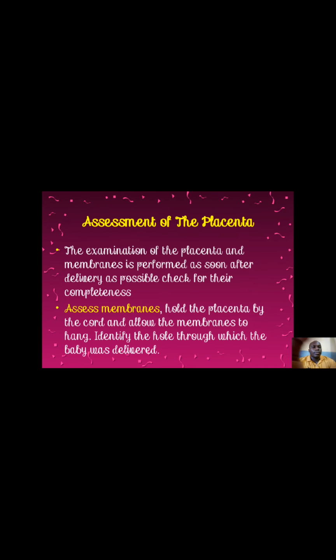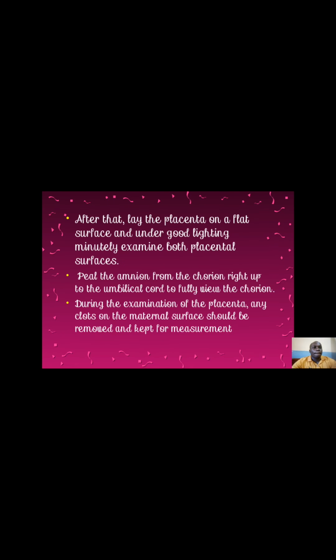After that, lay the placenta on a flat surface and under good lighting, then examine the placenta surface. Baada ya kuhang placenta, tunaweka kwenye kisahani tu au kisinia kidogo ambacho kiko flat, tunaigeuza hivi tunaangalia amount of cotyledon, kwamba labda kuna cotyledon zilibaki, lakini pia membrane pia zinaweza zikabaki.